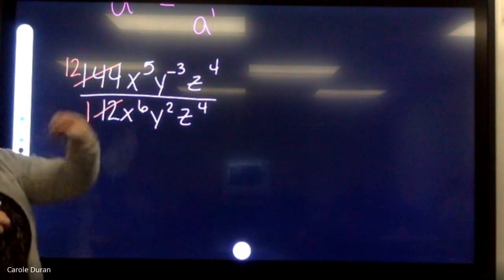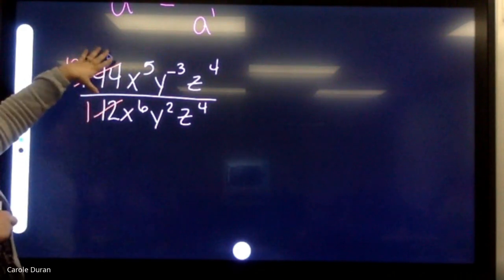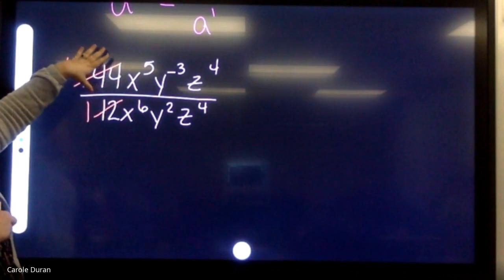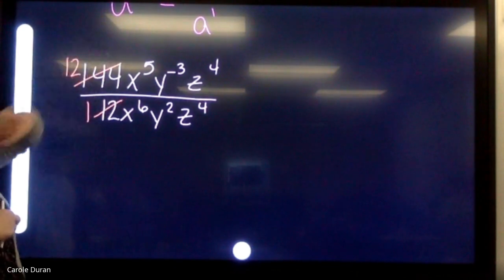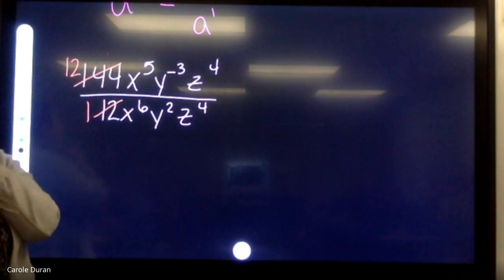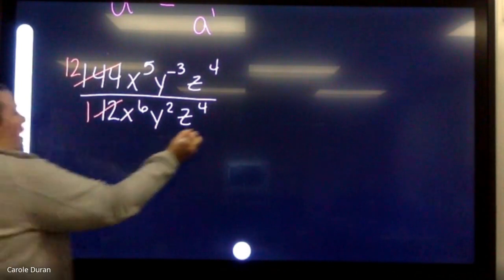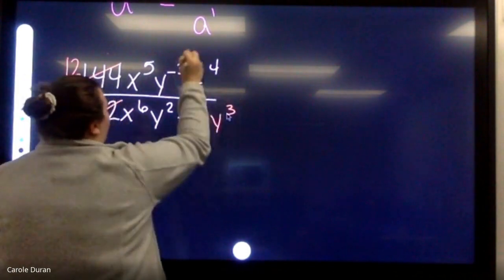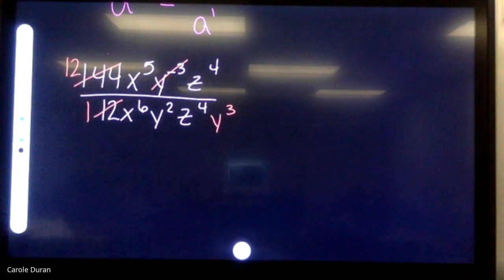I always ask myself, is there anything negative that I can move down? Yes or no? Yes. What is it? The y to the negative 3 is going to move to my denominator and become y to the positive 3. Once it crosses the fraction bar, it becomes the opposite sign. Is there anything from my denominator I can move up to my numerator? No, because there's no negative exponents.